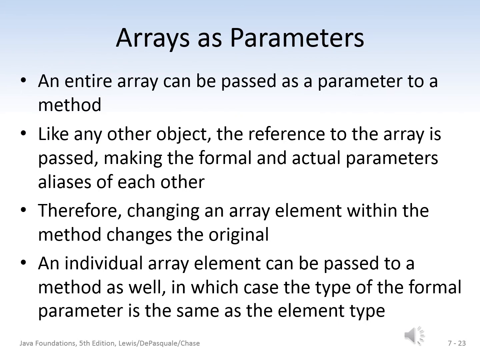Arrays can be passed as a parameter to a method, and like any other object, the reference to the array is passed, which means the formal and actual parameters are aliases of each other. Therefore, if you change an array element within the method, you change the original. It's not a copy. So an individual array element can be passed to a method as well, in which case the type of the formal parameter is the same as the element type.